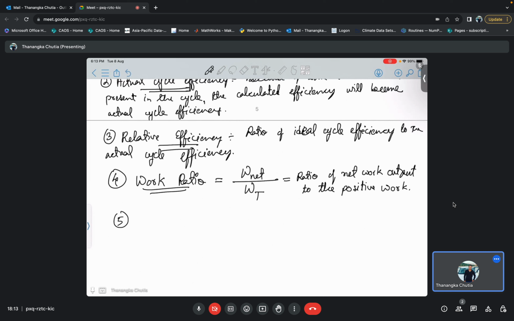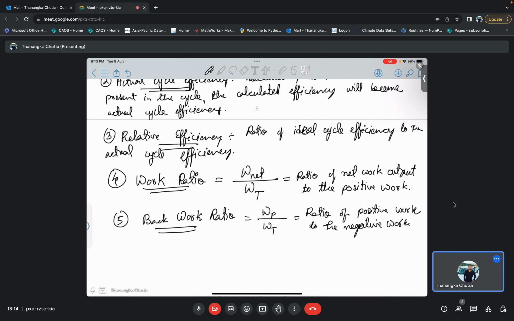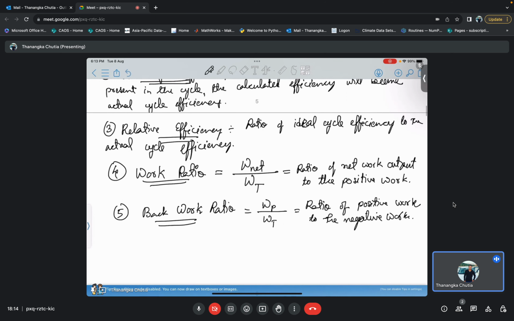Okay, next is your back work ratio. Back work ratio is WP divided by WT, that is the ratio of positive work to the negative work. Okay, so that is the back work ratio.